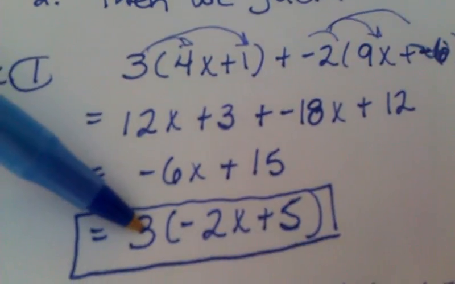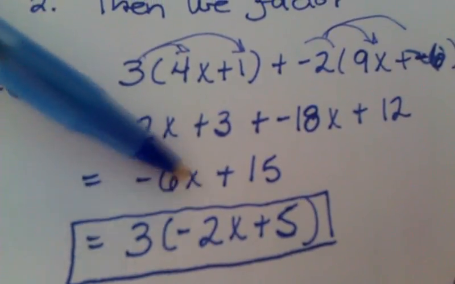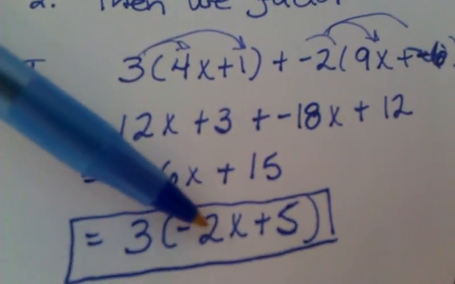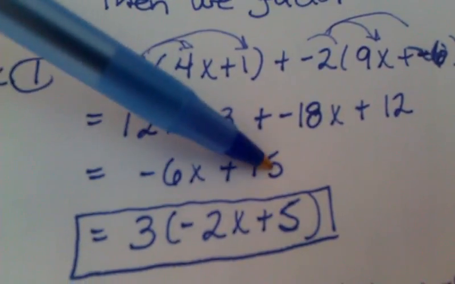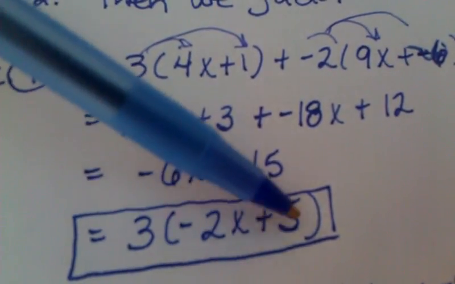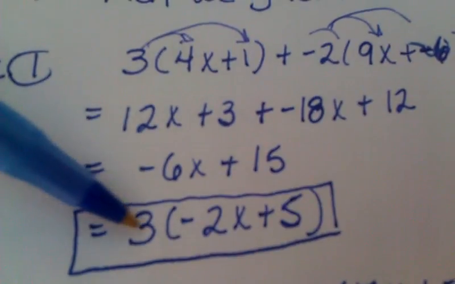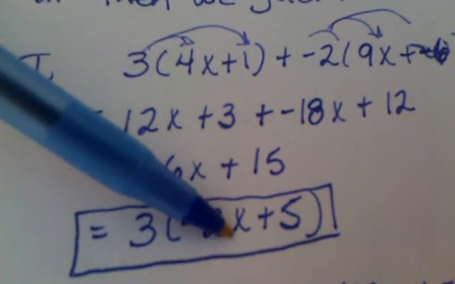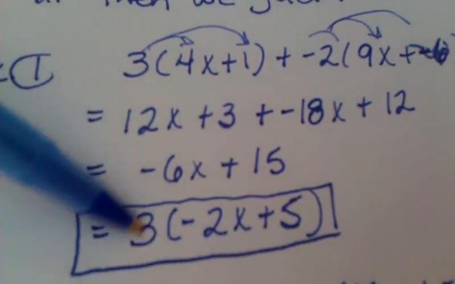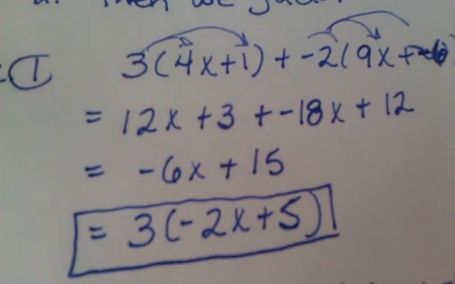And when I factor out a 3, I can say negative 6x divided by 3 leaves me with a negative 2x, and a positive 15 divided by 3 leaves me with a positive 5. I can check my work by going back and distributing. 3 times a negative 2x gives me a negative 6x. 3 times a positive 5 gives me a positive 15.